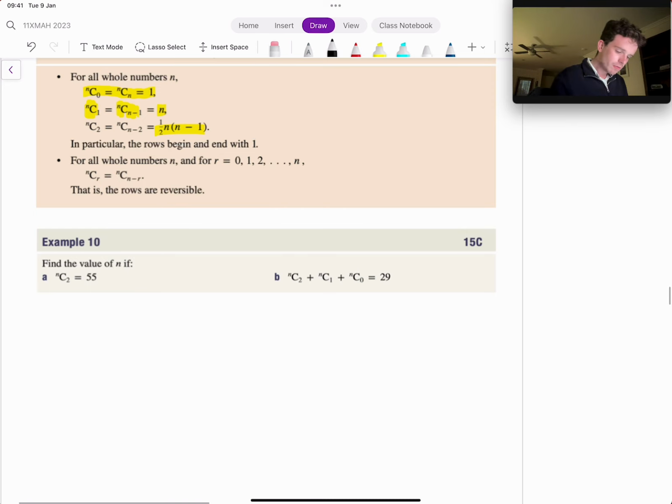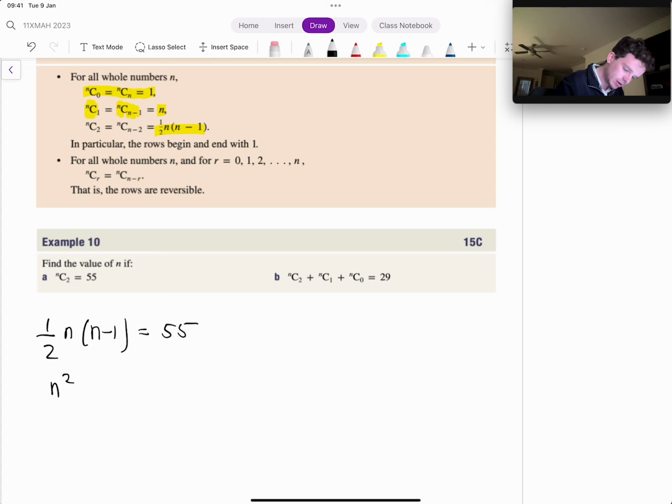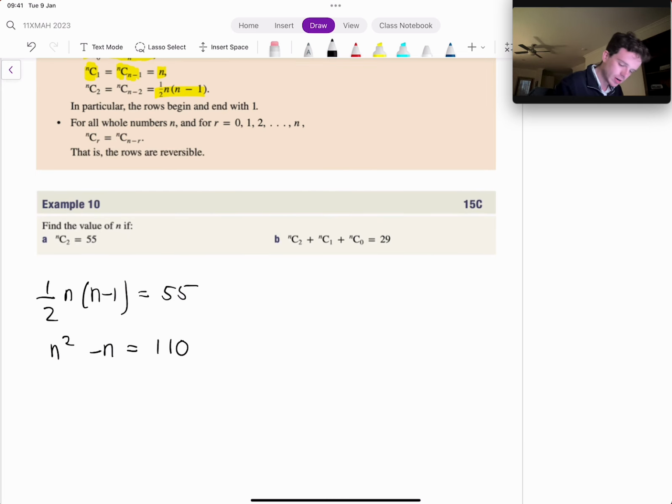So find the value of n if n choose 2 is 55. Well, we know that n choose 2 can be expressed as 1 on 2, n times n minus 1, and that's equal to 55. So n squared minus n has to equal 110, I think. So timesing the 2 up there and carrying out the n, we've got n squared minus n minus 110 is equal to 0.